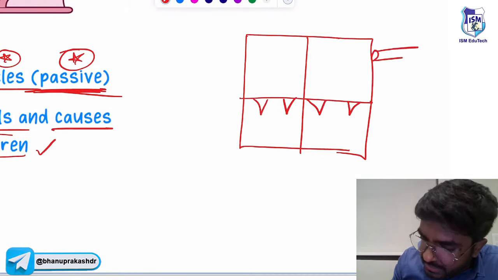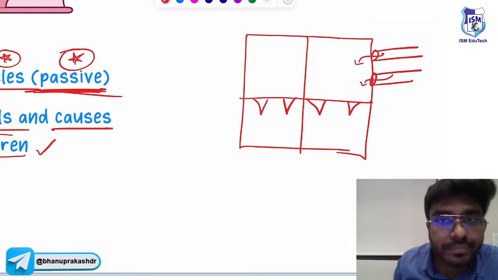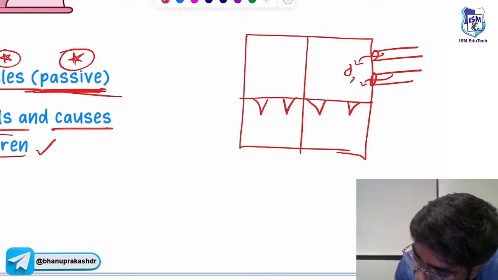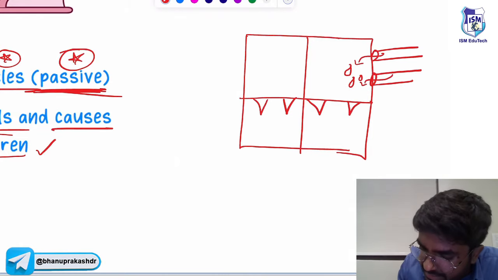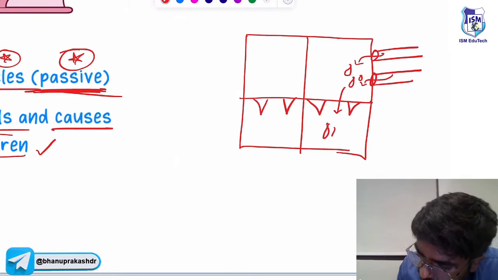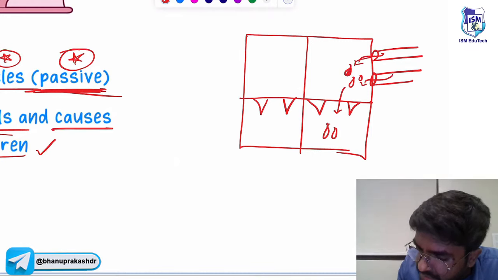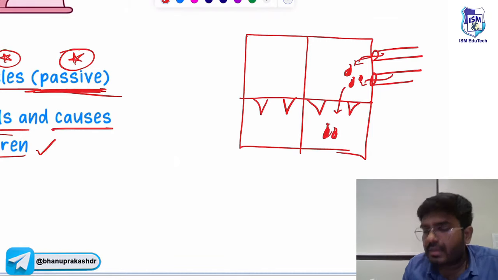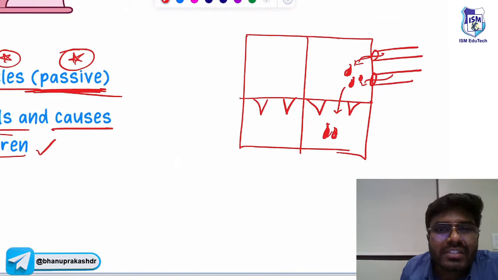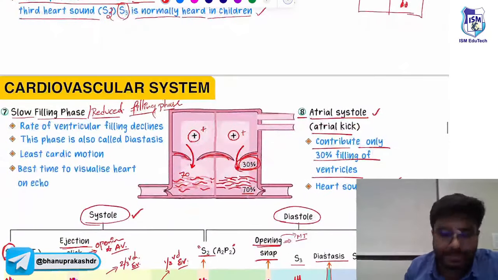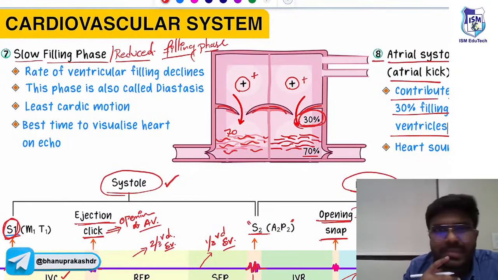Now, see, what are these? These are the pulmonary veins, which are bringing the blood. The blood coming directly from these pulmonary veins will fall directly into the ventricles. So that is called the slow filling phase. No one will ask you much detail about the slow filling phase.